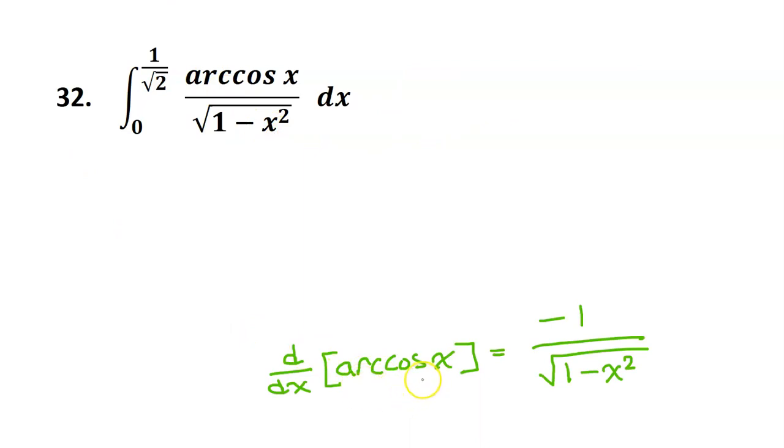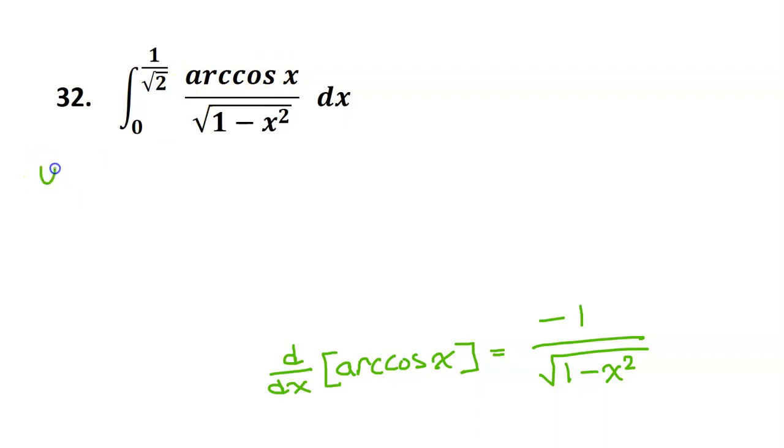Here is the memorized rule from first semester that will help us solve this problem. Remember that the derivative of arcsine is 1 over the square root of 1 minus x squared. So the derivative of arc cosine is just negative 1 over the square root of 1 minus x squared. I'm mentioning that because you see the arc cosine in the numerator.